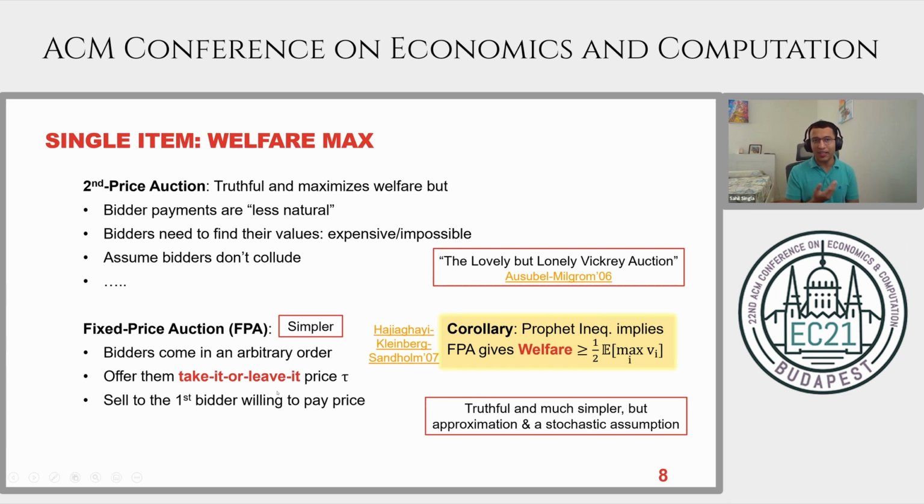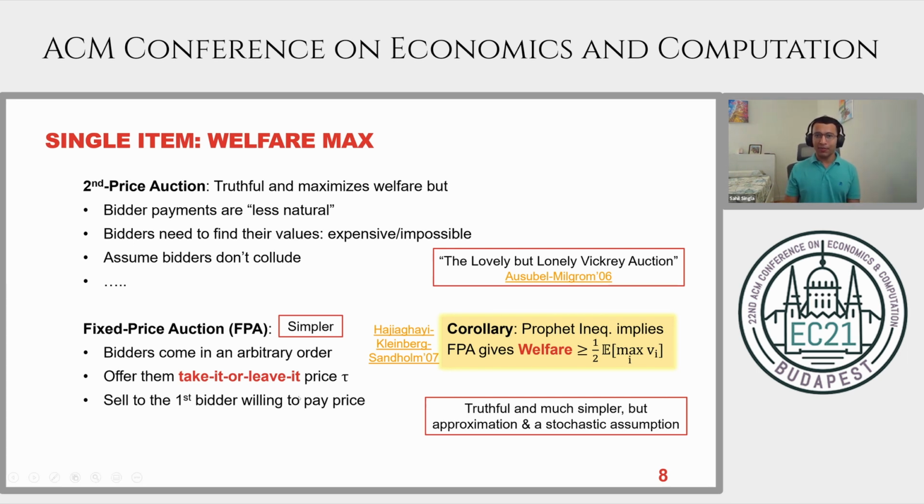For instance, for the VCG mechanism, you don't even need to assume that you know the distributions of these bidders. So fixed price auctions give you a lot of advantage, but there are some drawbacks as well, which I do want to point out to you, of running this live auction.